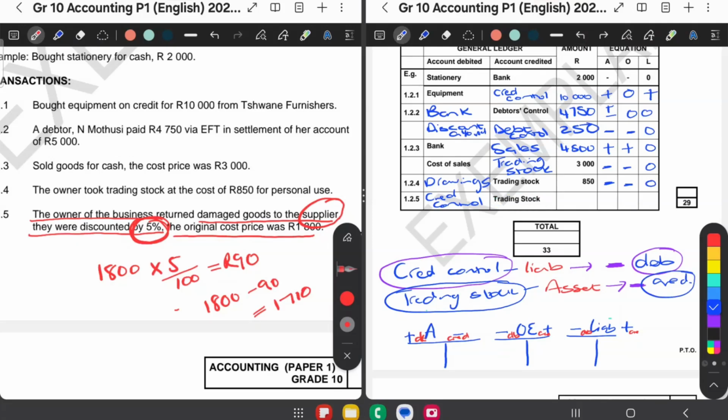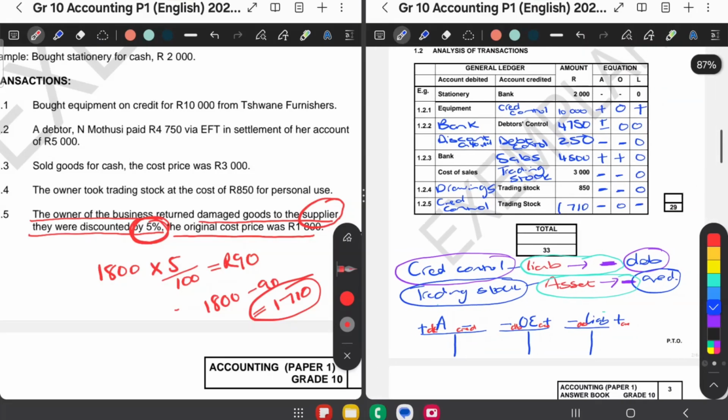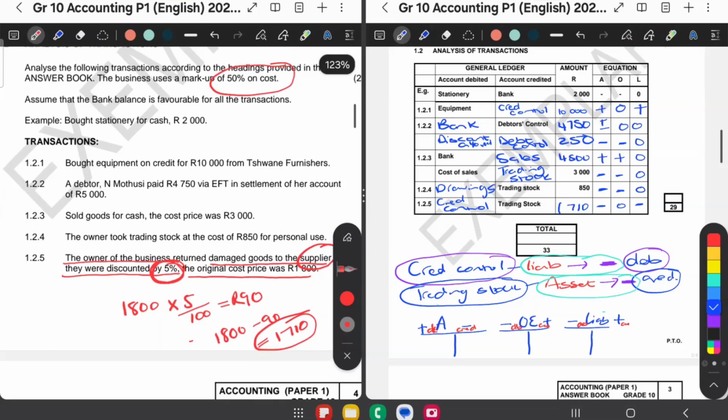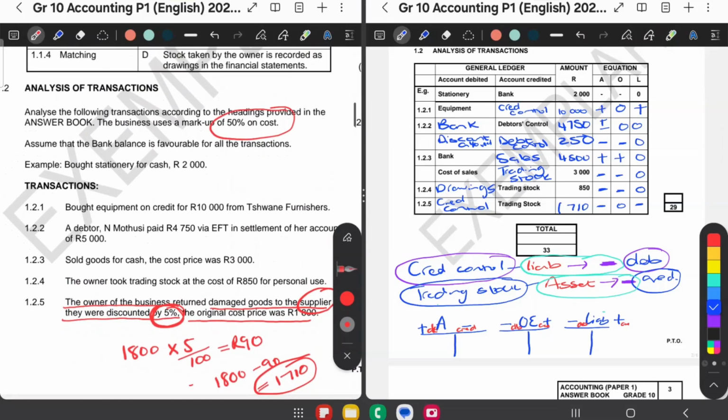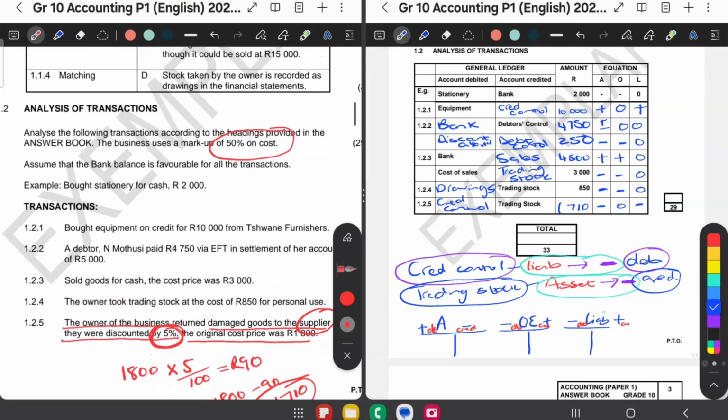So what can we do now to finish this off? Pluses and minuses. Liabilities get a minus. And then assets gets a minus. And this is 0. And the amount was this amount over here. 1,710. And there you've done the accounting equation or analysis of transactions. So that's all, great teens. Hope it makes sense.